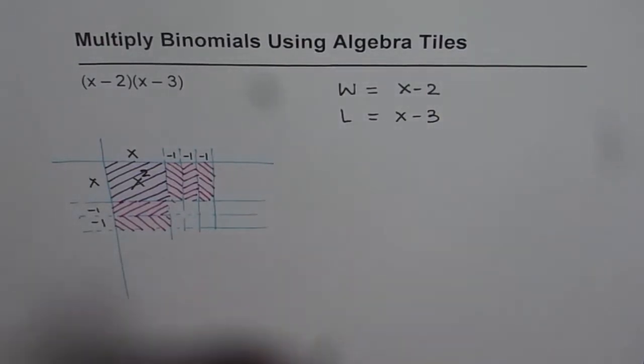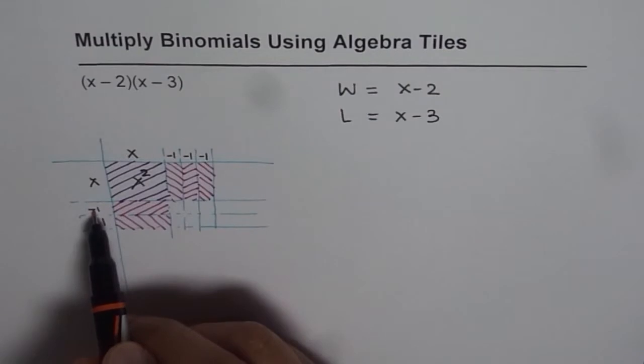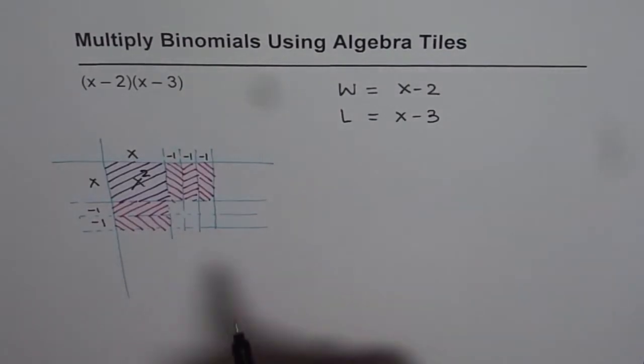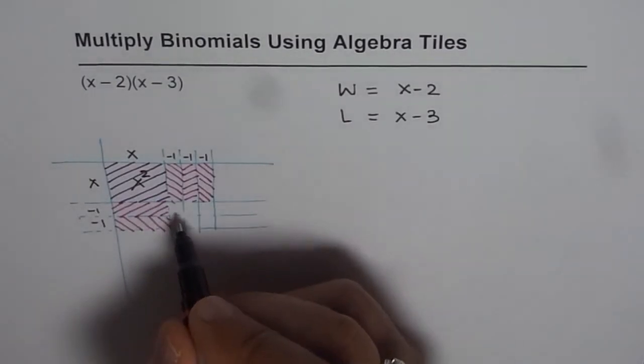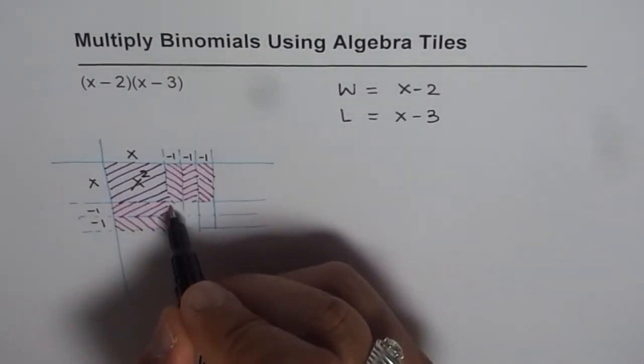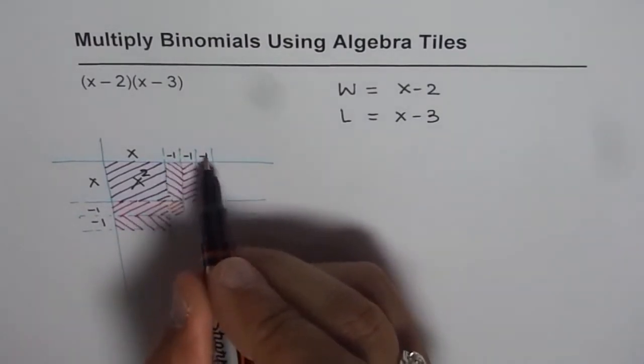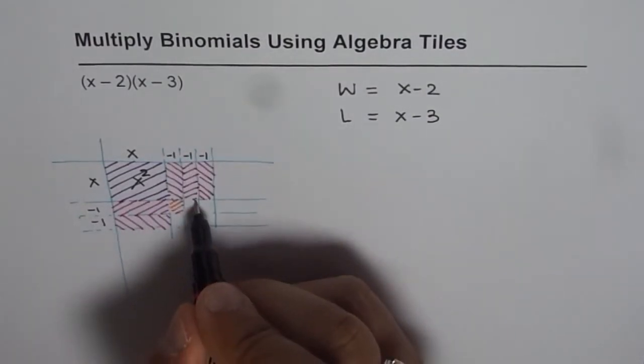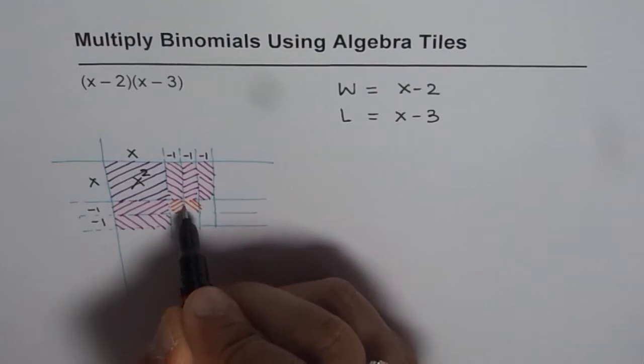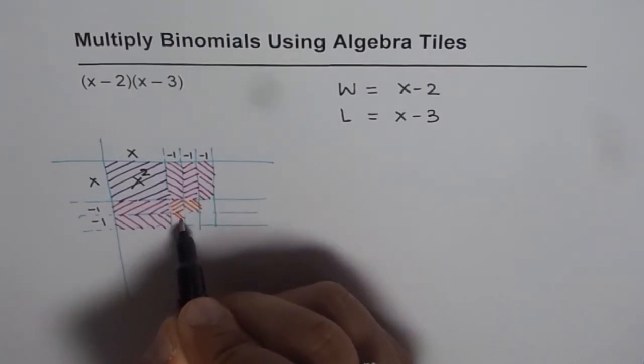Now we have minus 1 times minus 1, which is positive 1, right? So for positive, we are using yellow color. So we have positive ones, and here we have 6 of these, 3 times 2. Let me shade 6 of them. So these are our ones.